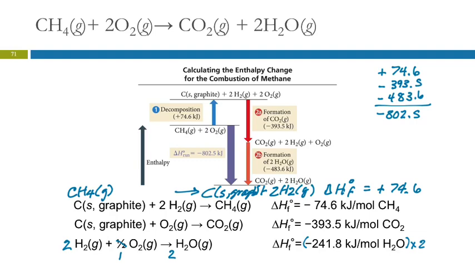So I took that first one and I wrote it backwards, and I changed the sign. Now we're going to take these 3 equations and add them together. I've got carbon, solid graphite on the product side and on the reactant side, so those cancel. I've got 2 hydrogens here, and I've got 2 hydrogens over there, so those cancel.